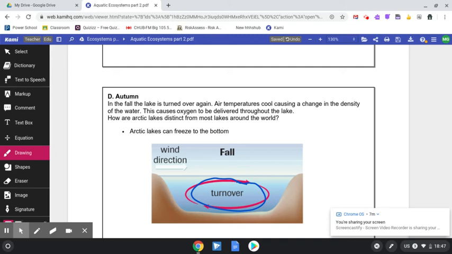We've got the more dense water up here, and less dense water down here due to the temperatures. And in the fall, this is changing and switching around. It gets colder up at the top.